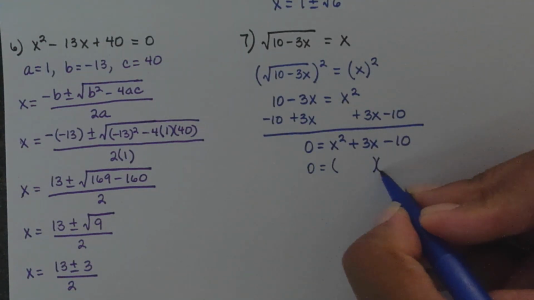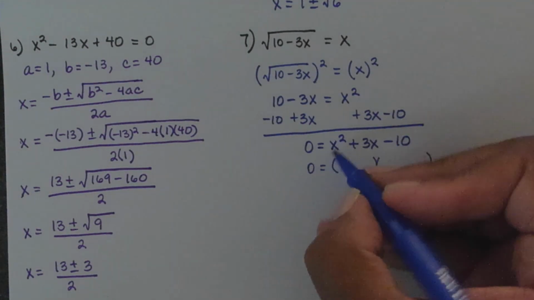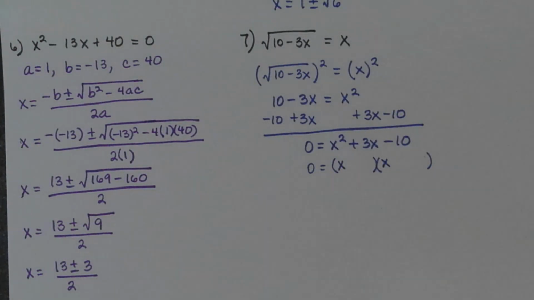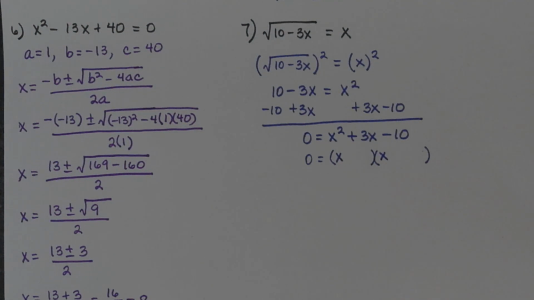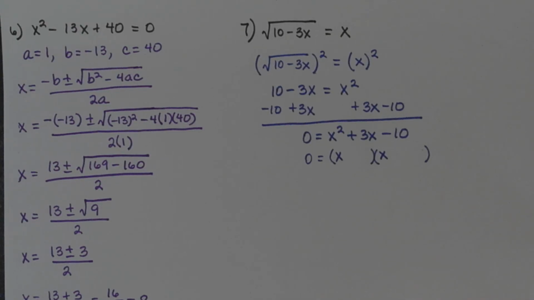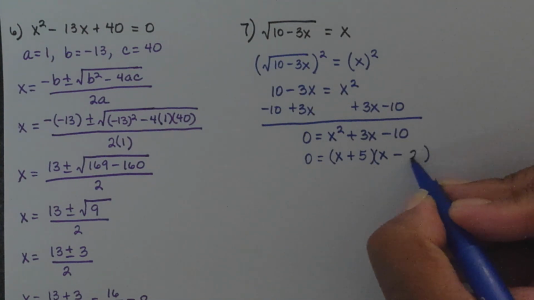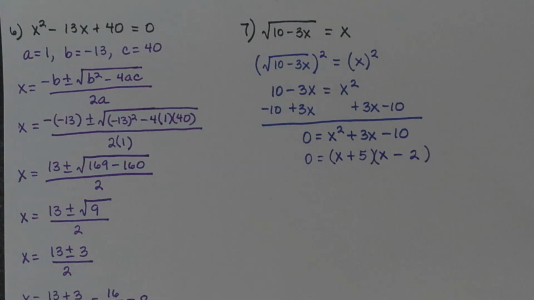Let's see if we can factor this into two binomials here. The x squared breaks up as x and x. Now what factors of a negative 10 will give me 3x as a middle term? 5 and a negative 2. So this will be plus 5, and the other one will be minus 2. Keep in mind that the larger of the two factors takes the sign of the middle term. So x plus 5 times x minus 2 equal to 0.